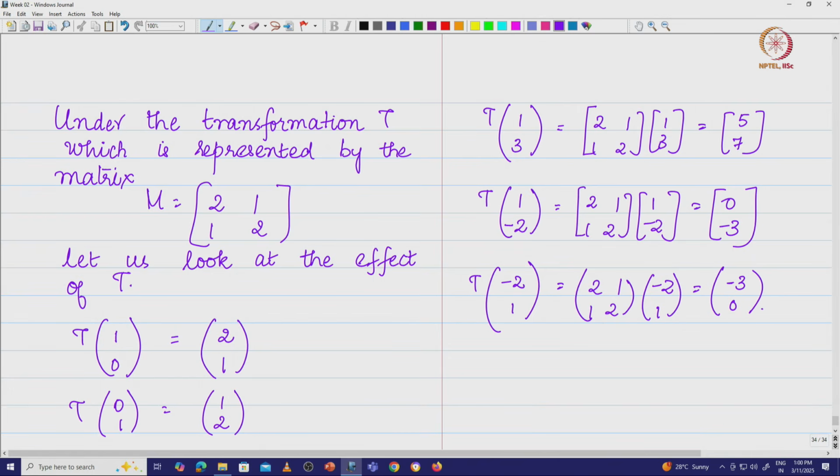That means any vector that you give as an input to this transformation, the resultant vector seems to be thrown out into a different direction. The orientation of the resultant vector is different from the vector that got transformed. Is this right? The direction of (1, 0) was along the x axis and (2, 1) was somewhere else. The direction of (0, 1) is along the y axis, but (1, 2) is in a different direction. The direction of (1, 3) is different and the direction of (5, 7) is different.